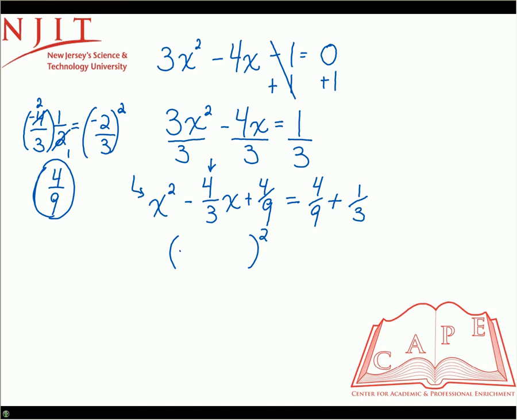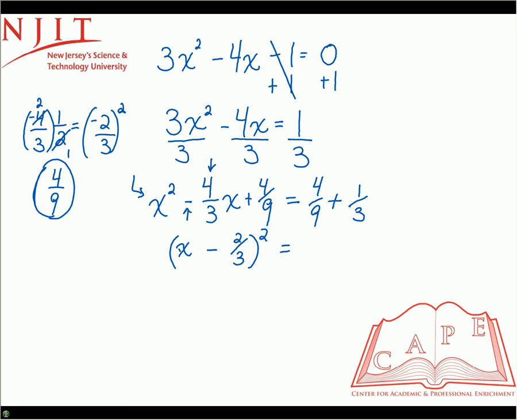The square root of x squared is x. The square root of 4 over 9 is 2 over 3. And then you take whatever the sign is of the middle term. In this case, the middle sign is negative, so you put a minus sign in between. And then for the right side, you just simply have to add it.